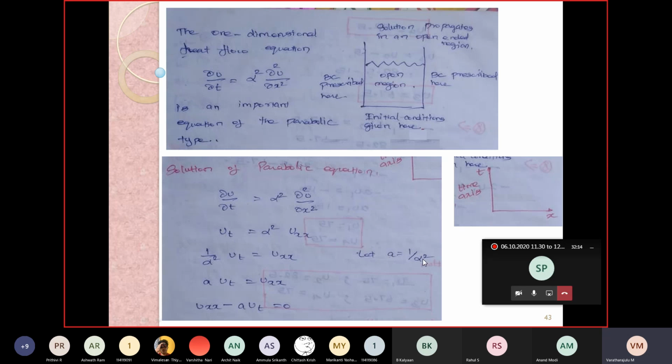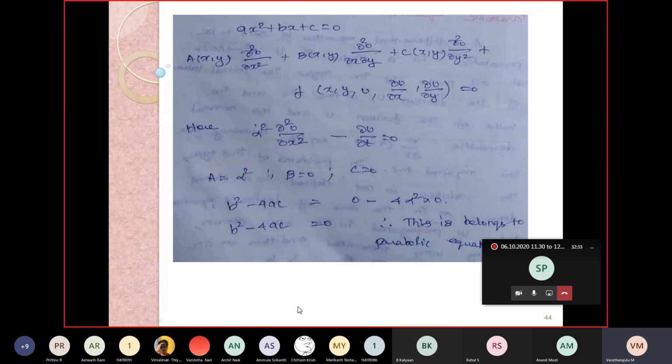Instead, 1 by alpha square we apply as a, so alpha square becomes 1 by alpha square on the LHS. Therefore a u_t is equal to u_xx, so u_xx minus a u_t is equal to 0. This is the parabolic equation.